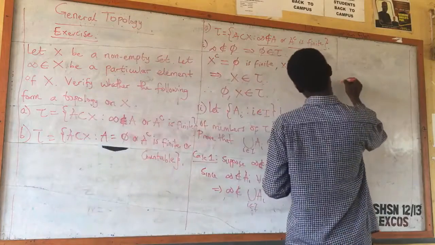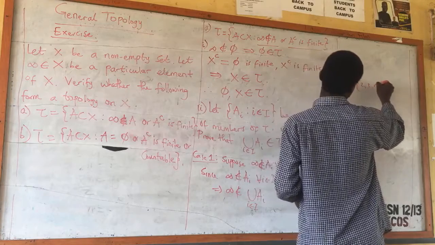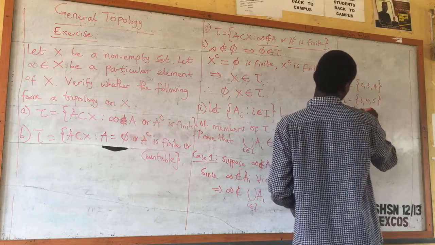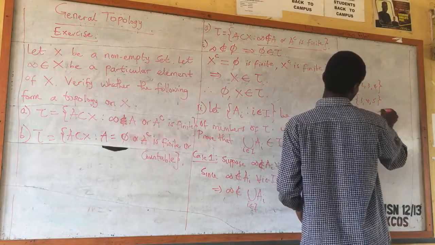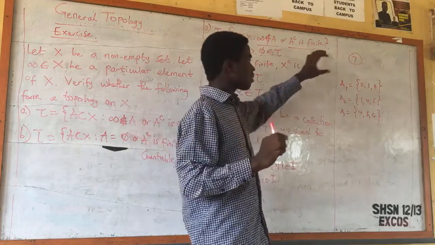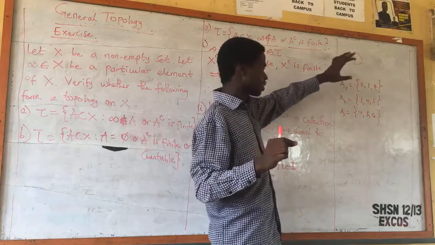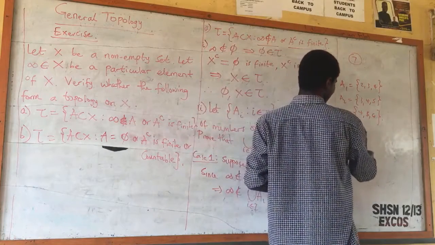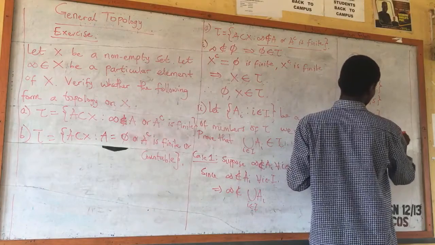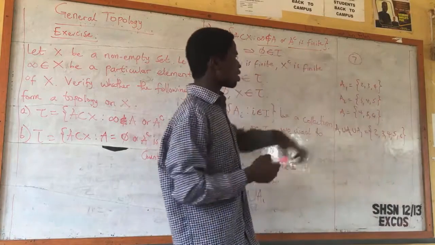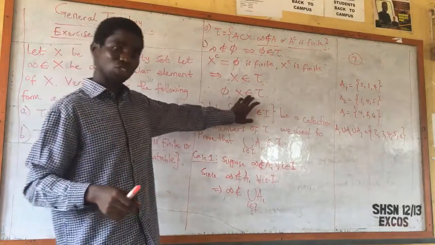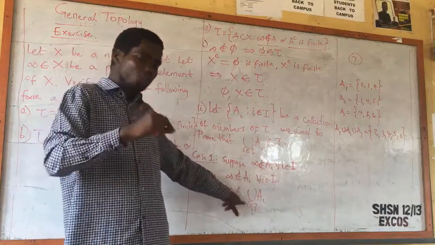Take for instance, if I have 3 sets: A1 is 2, 3, 4, A2 is 3, 4, 5, and A3 is 4, 5, 6. Now, let me take an element 7. 7 is not in A1, 7 is not in A2, 7 is not in A3. If I take the union A1 union A2 union A3, what am I going to have? I'm going to have 2, 3, 4, 5, 6. So you can see, because 7 does not belong to their individual sets, it does not belong to their union. That's what I'm saying here. If every collection I've taken does not contain infinity, infinity will not also be in their union.